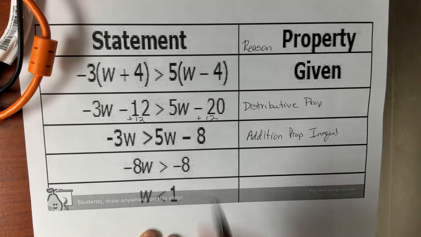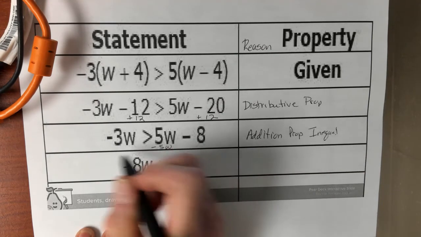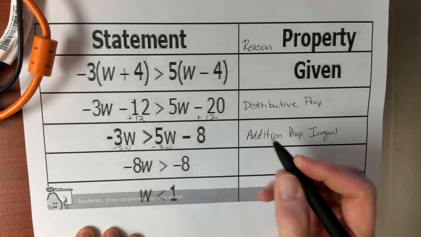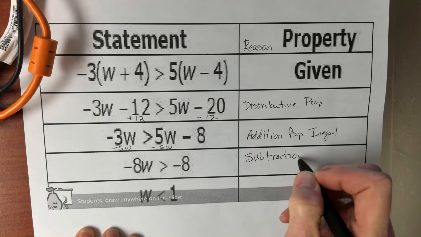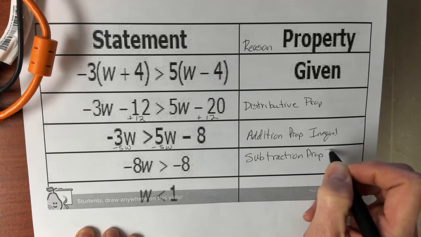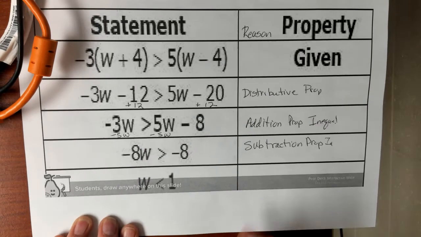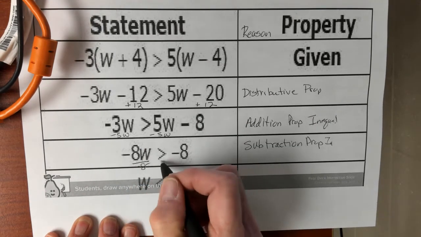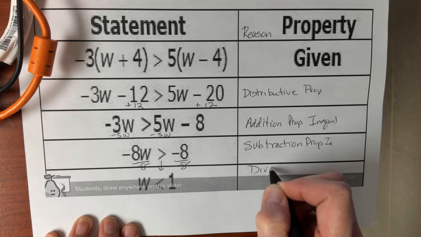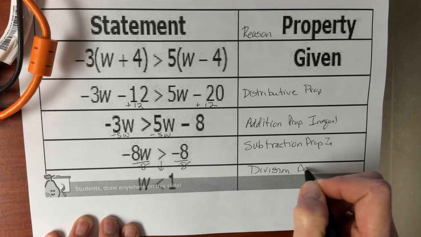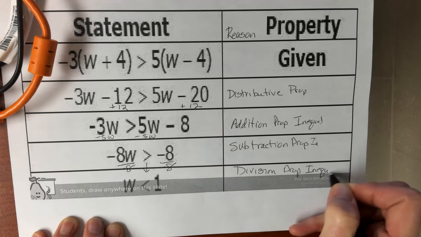Now I look and I'm like, what happened here? Well, I would say minus 5w, minus 5w. So I use my subtraction property of inequality. So these are the reasons you're allowed to do the steps you've done. And then at the end, we divided. Remember, when you divide by a negative, change the sign. And that would be my division property of inequality.